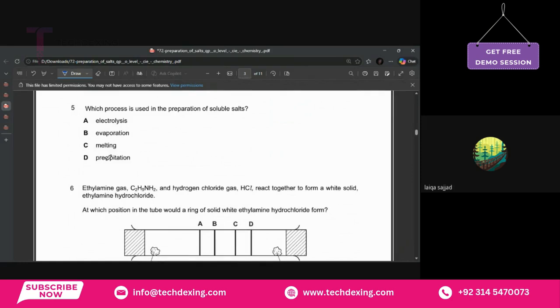Which process is used in the preparation of soluble salts? Electrolysis, evaporation, melting, or precipitation? Evaporation. Yes, very good. It's evaporation.